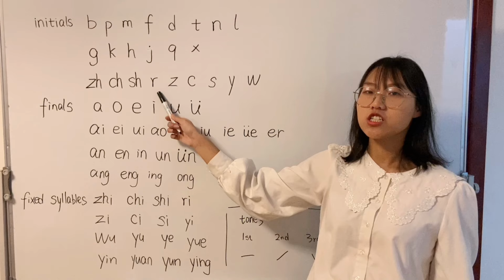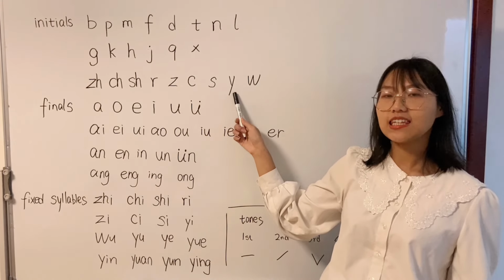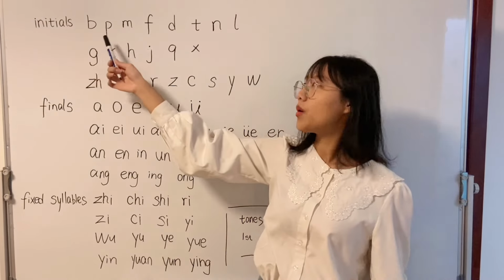Now let's learn Pinyin. The first one, initials. Look what we have here. 波 坡 摸 佛 的 特 呢 了 个 科 和 鸡 七 西 知 吃 诗 日 子 次 思 一 乌.